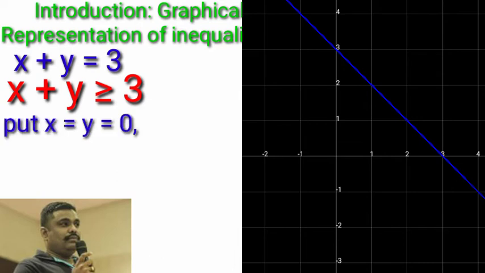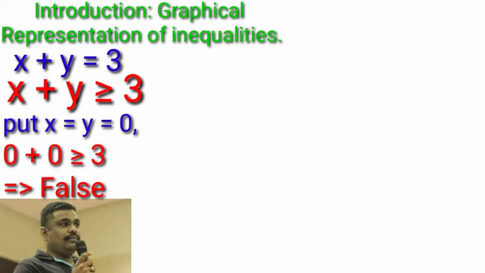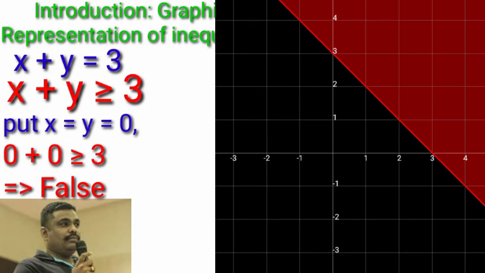For example, I will choose 0, 0. When you substitute x equal to 0 and y equal to 0 in the inequality, it gives 0 on the left hand side and 3 on the right hand side. In between is greater than or equal to. 0 is greater than or equal to 3. It is a false statement. So you want to shade the region opposite, because 0, 0 lies below the line. The required region lies above the line, which does not cover the point 0, 0.